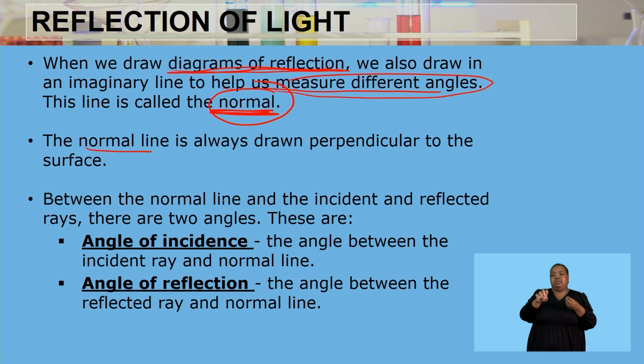Between the normal line and the incident and reflected rays, we have two angles. Number one, the angle of incidence, which is the angle between the incident ray and the normal line. We also have the angle of reflection, which is the angle between the reflected ray and the normal line. So now we have five things: incident ray, reflected ray, the normal line, the angle of incidence, and the angle of reflection. These are five things that you always need to have in a ray diagram of reflection.